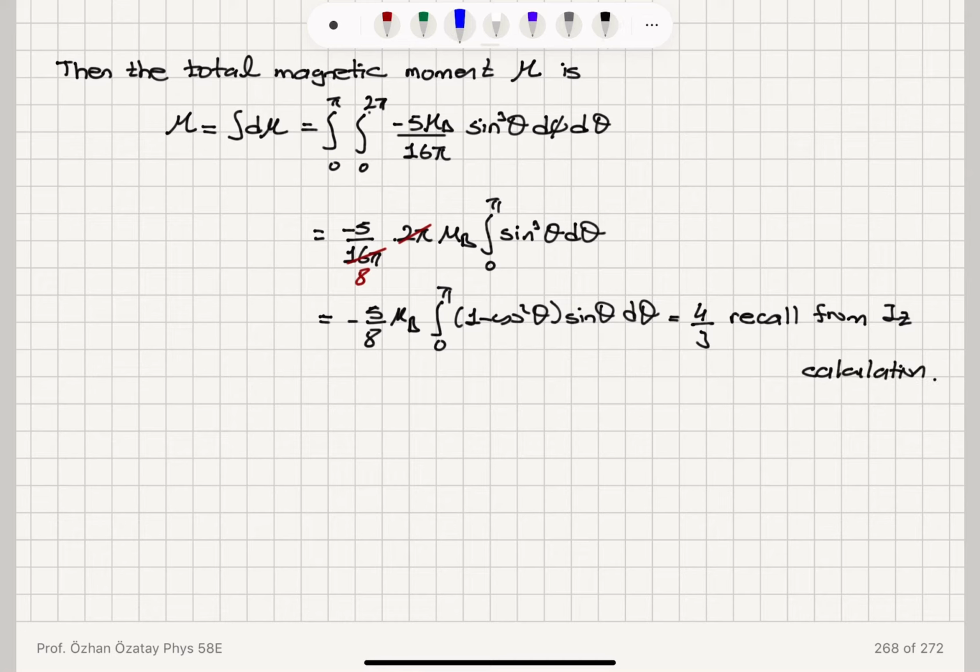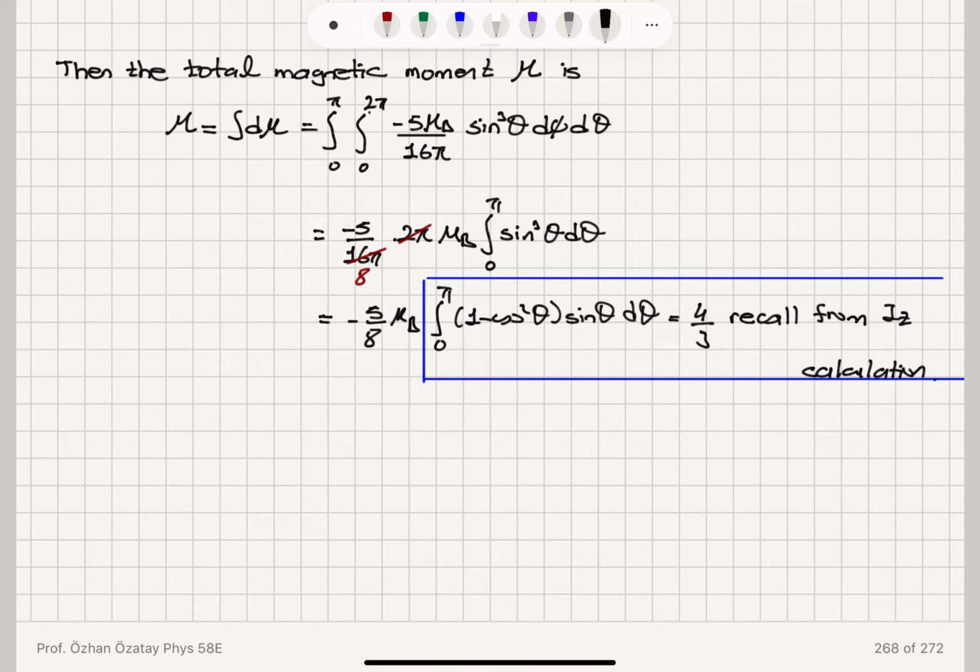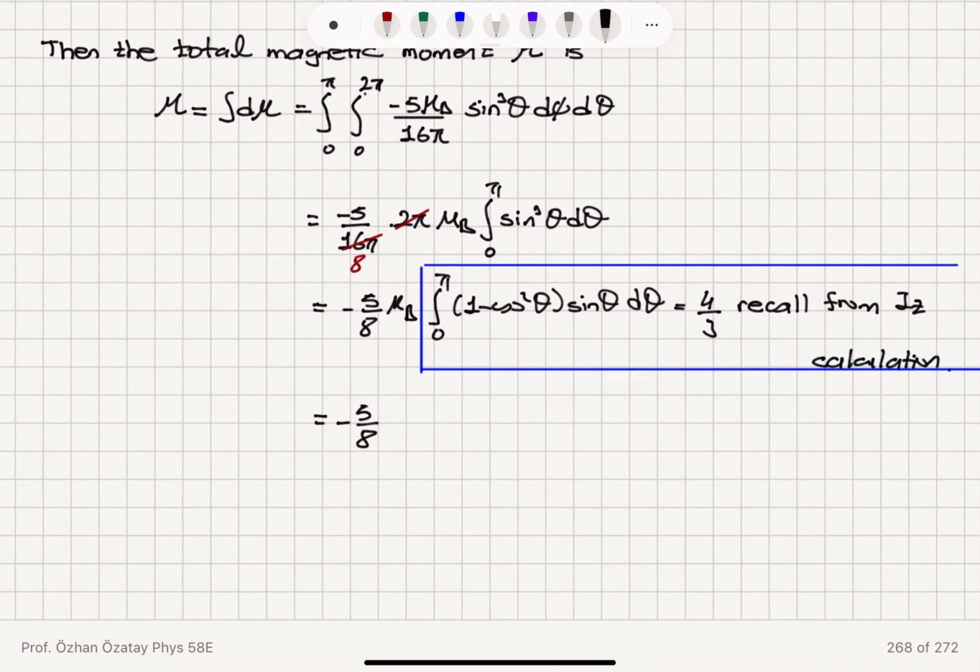Okay, so we're recalling this result from the I_z calculation. With that, the total magnetic moment will become minus 5 over 8 Bohr magneton multiplied with 4 over 3. And this 4 will make this 8 a 2. So the end result is that the total magnetic moment is minus 5 over 6 Bohr magneton.